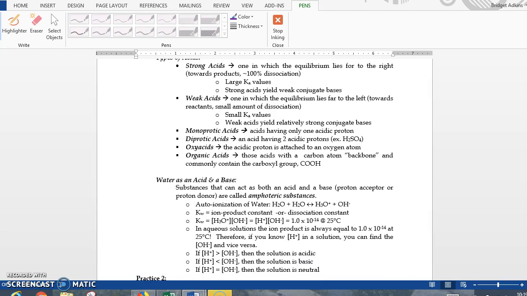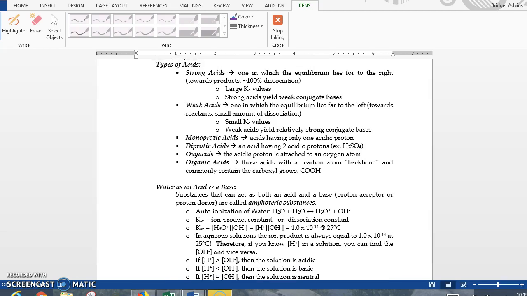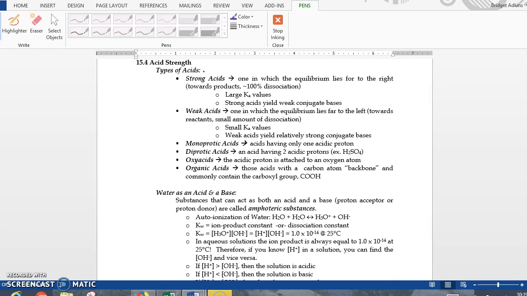Alright, so acid strength. In first year chemistry, we spent most of our time talking about strong acids and strong bases. We learned the list of strong acids. If you haven't, I feel like they're listed in here somewhere. You do need to learn those because then you're not having to learn 100 different weak acids. If you know the strong ones, and it's not on the list, then you know it's going to be weak.